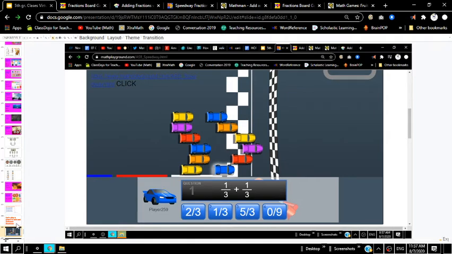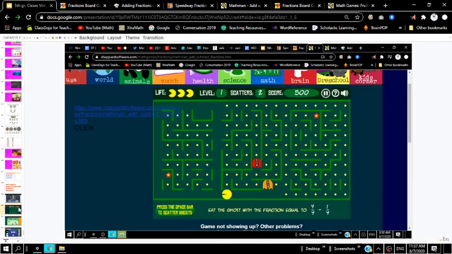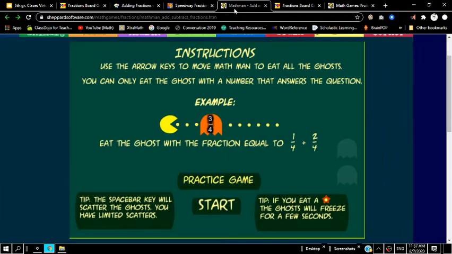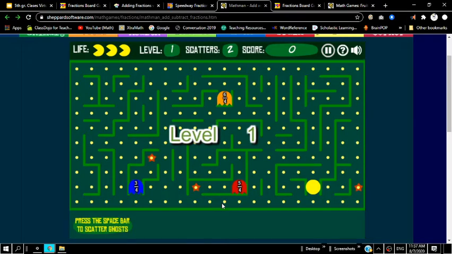Okay? The next game that we're going to play is called Math Man. It's similar to Pac-Man. Okay? What you need to do is move the arrows on your keyboard to try to play this game and add or subtract fractions. So let's do the first one together.